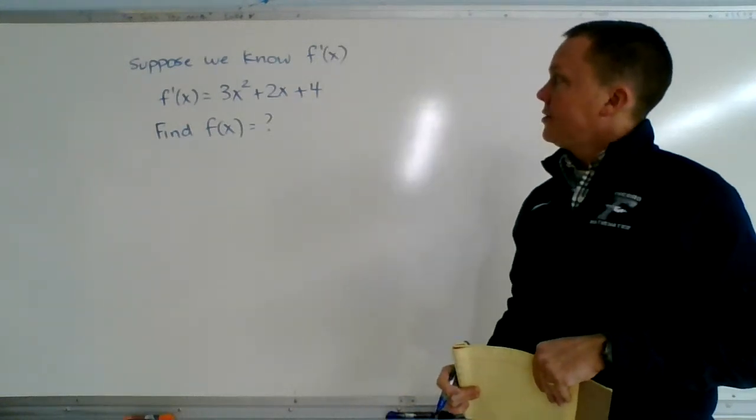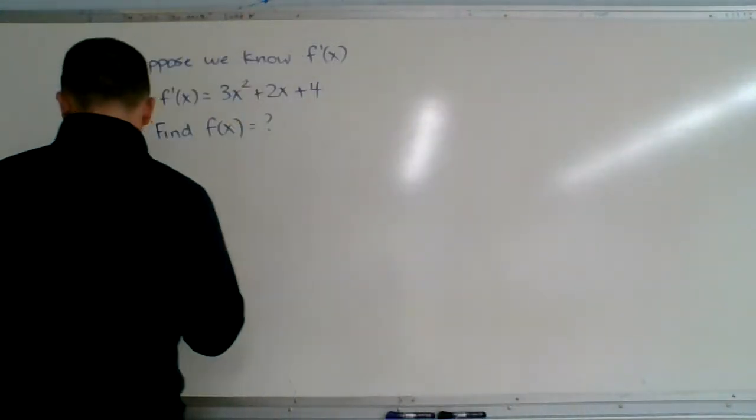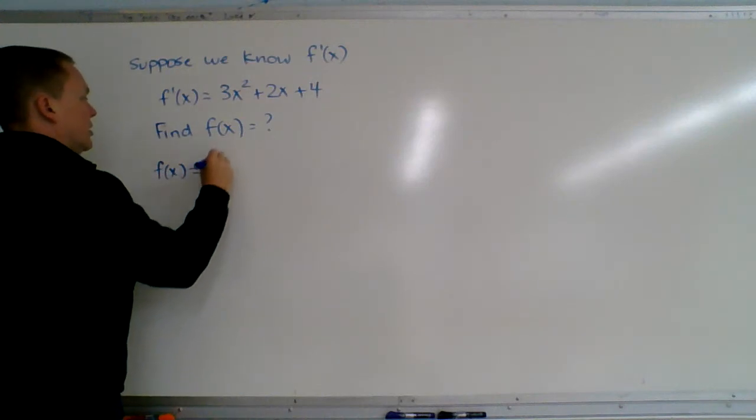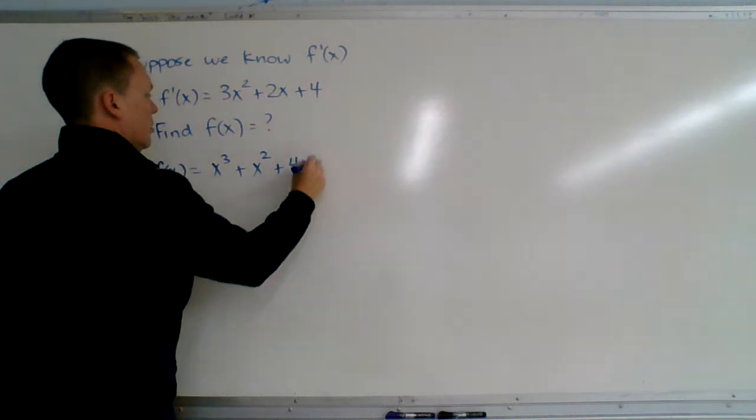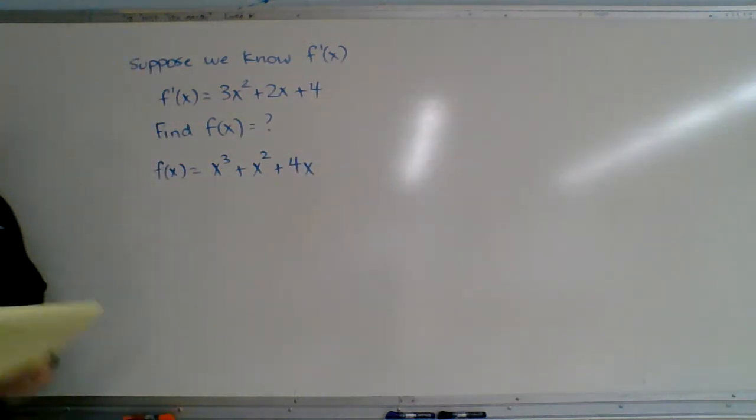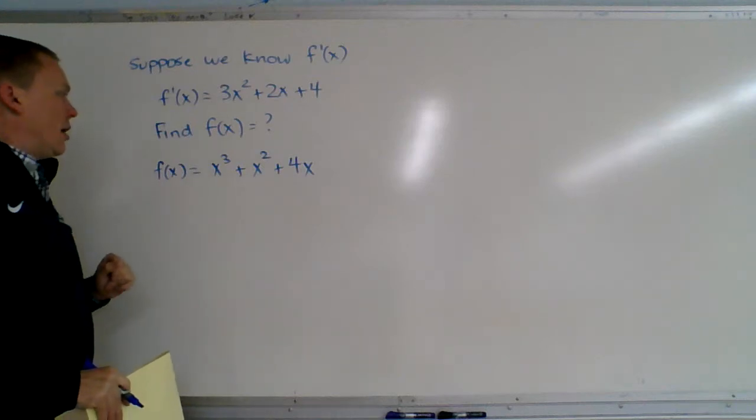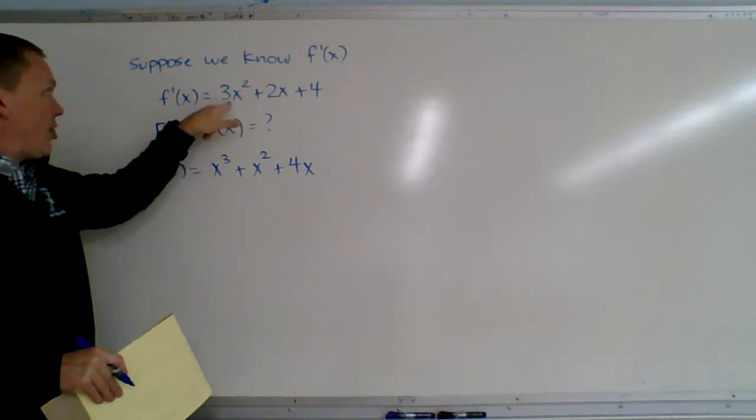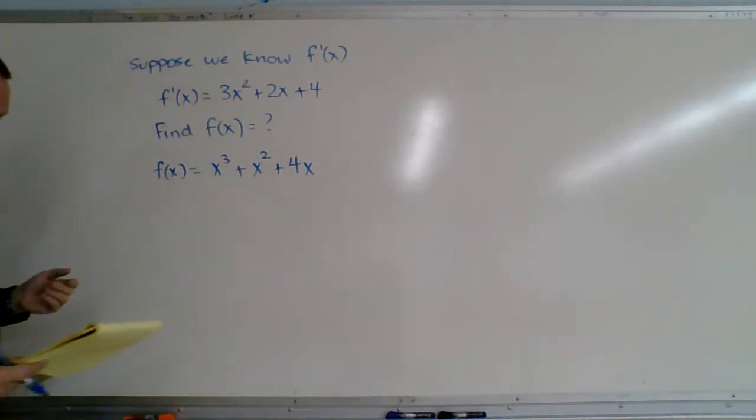And I think if you just sort of think about this backwards, you might say that f of x would be x cubed plus x squared plus 4x. If you're not sure how I got that, don't worry about that right now, but just verify it. Is the derivative of this right here that? And the answer is yes, it is.